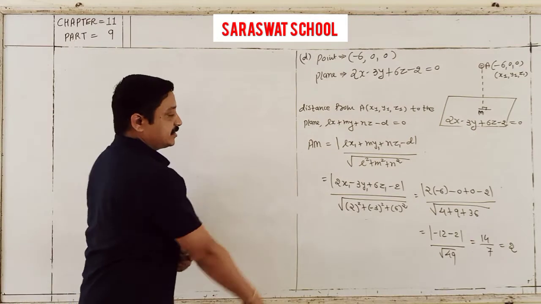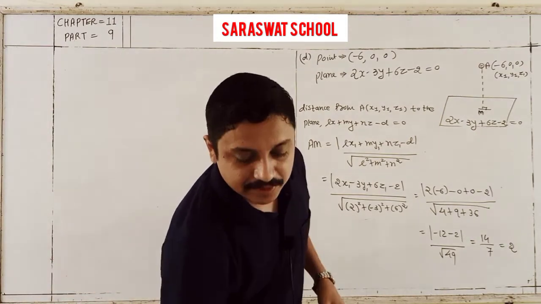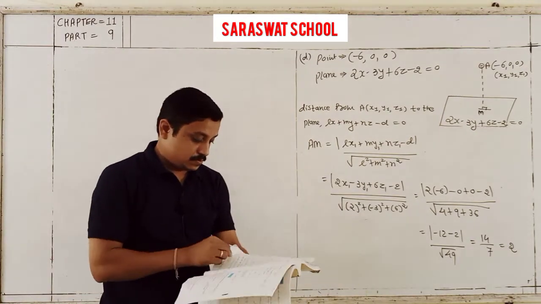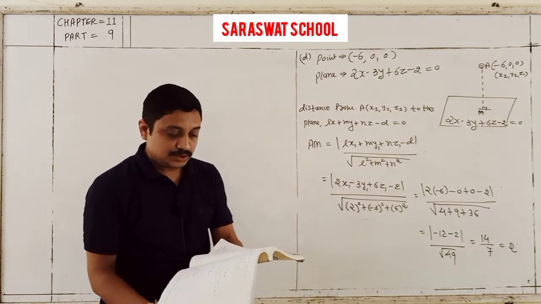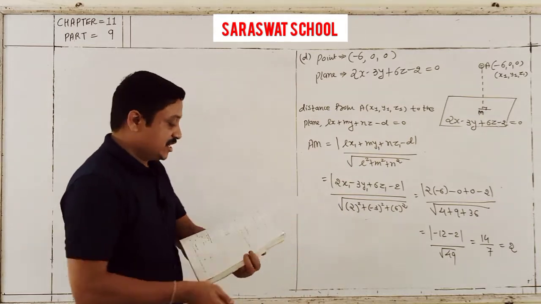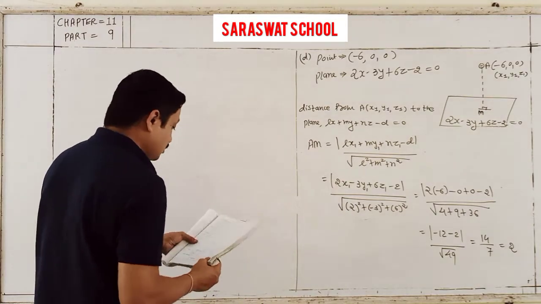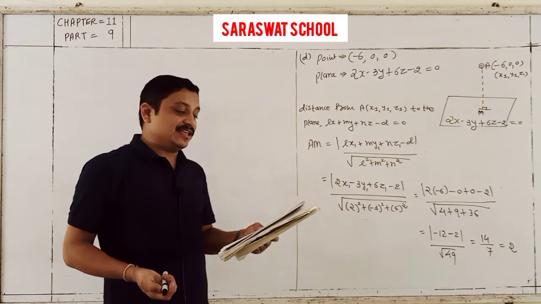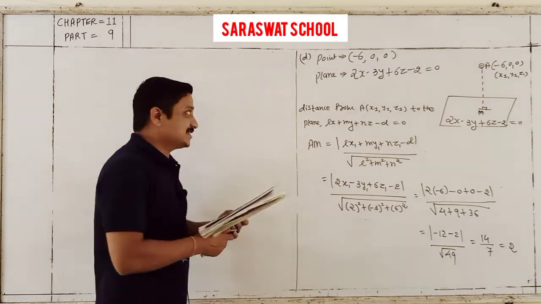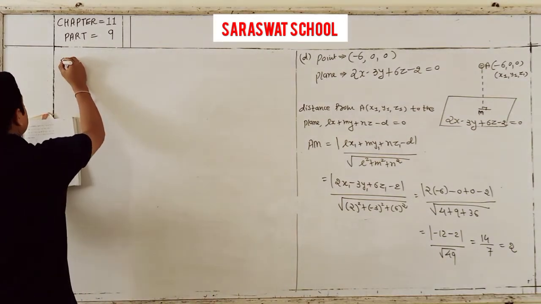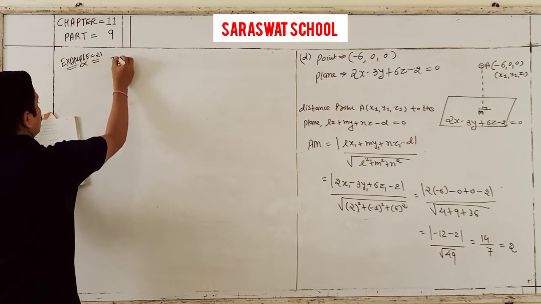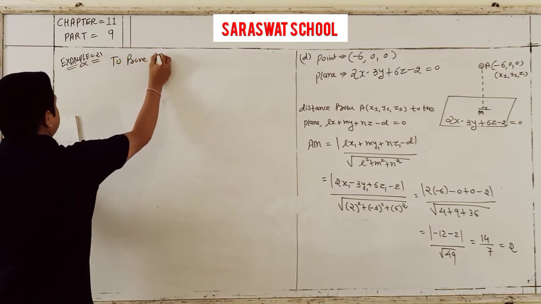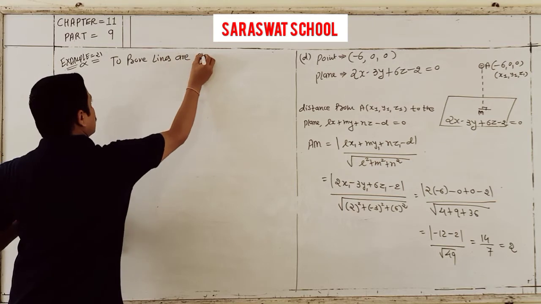So in the last part I explained our examples, up to example 20 done. So now I go to example number 21, and 21 has one of the conditions: prove that the given two lines are coplanar. Yes, here a new point is coming. Example 21, to prove lines are coplanar.